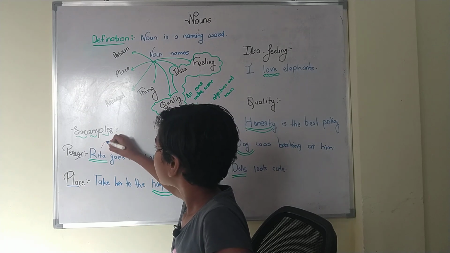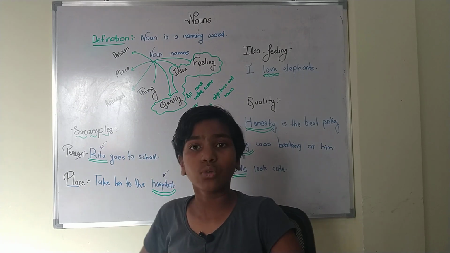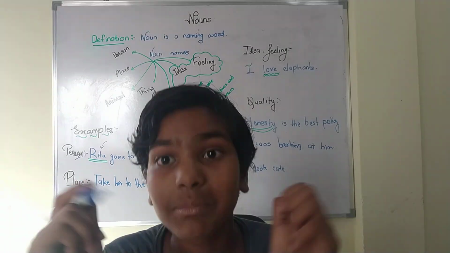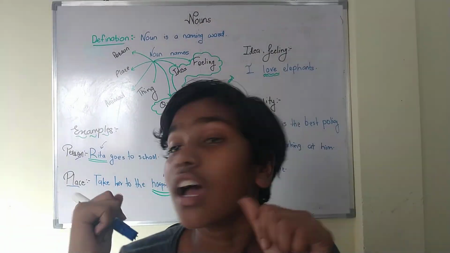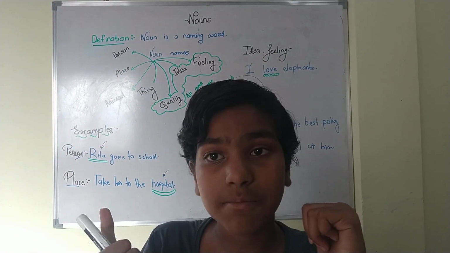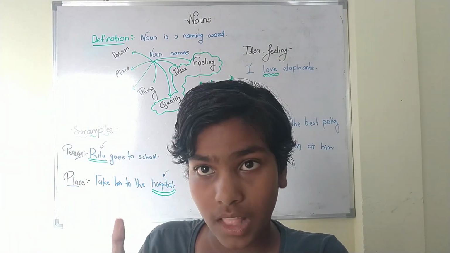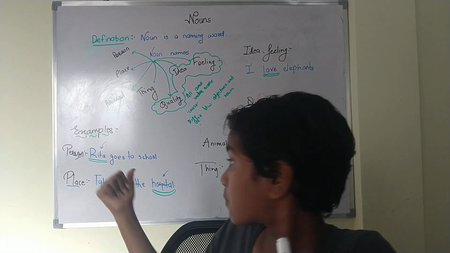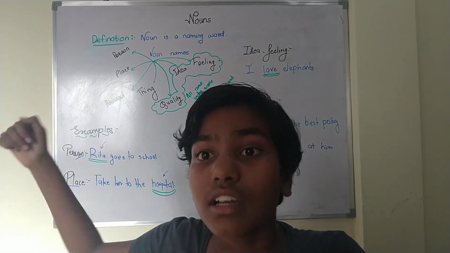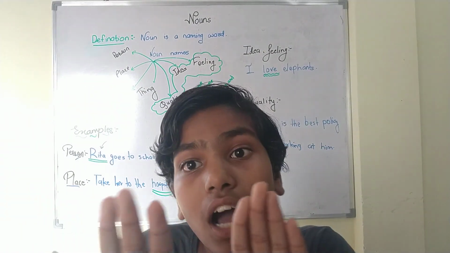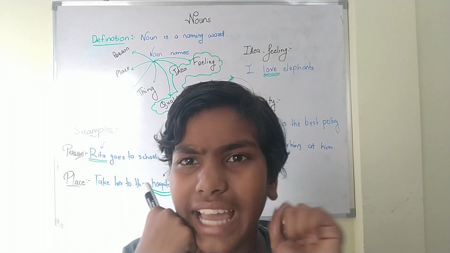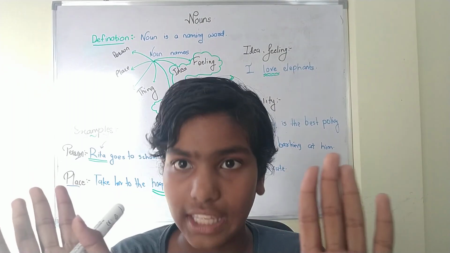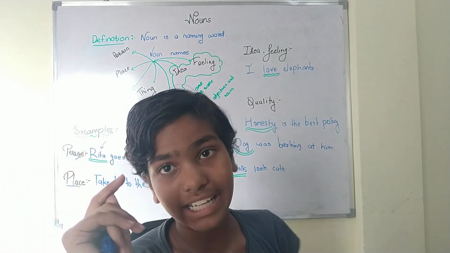Take her to the hospital. So here Rita was the noun because Rita was nothing but the name of a person, and in a similar manner, in take her to the hospital, hospital is the same. But what about her? Her would be a pronoun. Can two pronouns come in a sentence? Okay, let's move on to a few other examples, and after that we will learn.